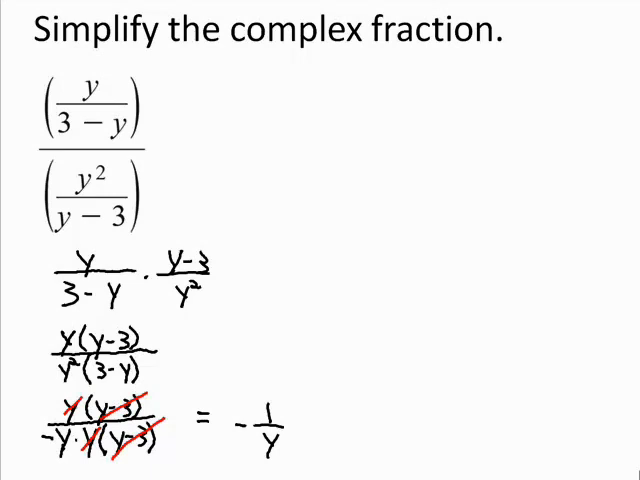There was originally a y and a y minus 3 in the denominator, so neither of these factors can be equal to 0. In the second equation, add 3 to each side. Y cannot be equal to 3. So y cannot be equal to 0, and y cannot be equal to 3. There is already a y in the denominator of the final expression, so there is no need to write that y cannot be equal to 0. The simplified expression is negative 1 divided by y, where y is not equal to 3.